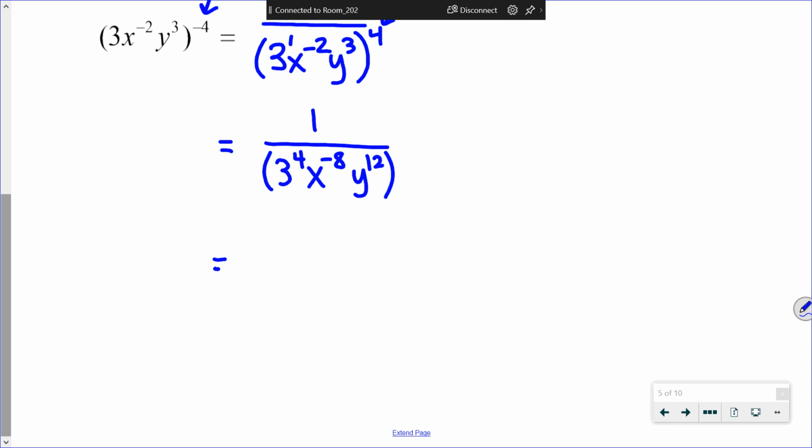Just like on the previous slide, I have a number that I can just simplify. I don't even need these parentheses anymore, by the way, because I've dealt with the exponent. There's nothing else outside of these parentheses, so I'm just going to drop them at this step. And I have 3 to the 4th power, which means 3 times 3 times 3 times 3, which is 81. And then I've got this x to the negative 8th and y to the 12th. Now this would be a great answer, except there's a rule in the simplifying of algebra that we can't leave negative exponents in our answer.